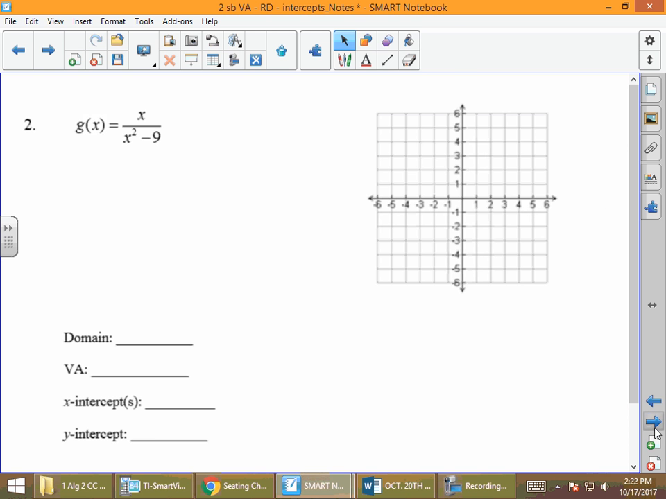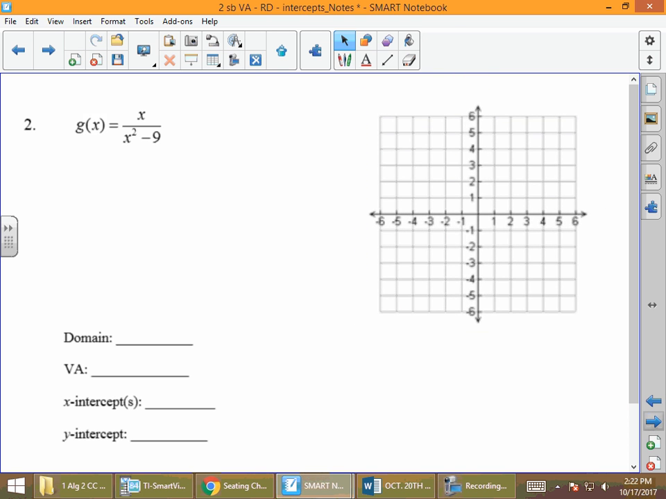If we take a look at problem number 2, this is where we're going to start. Again, we're starting with the domain again. And the domain is determined by the denominator. So there's some alliteration if you struggle to remember. Domain starts with D, denominator starts with D. And what we can do is we can take the x squared minus 9 and we can set it not equal to 0.